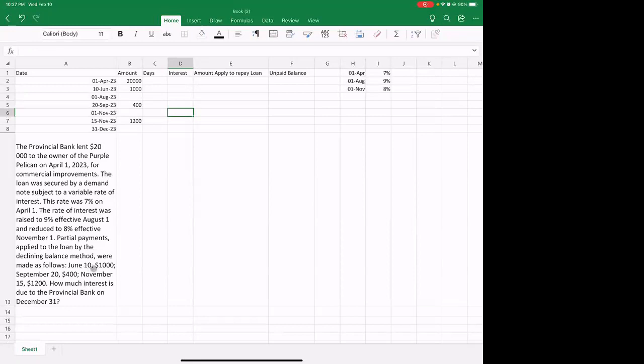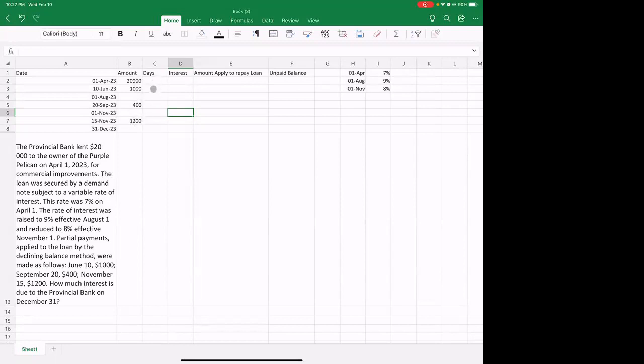June 10th, $1,000. September 20, $4,400. November 15, $1,200. How much interest is due to the provincial bank on December 31st? So based on this question, I write down the important dates here, as well as the interest rate effective dates, typing also the related numbers here.